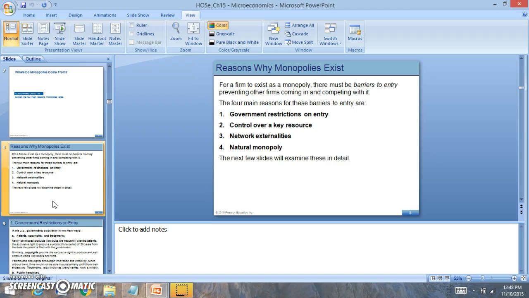So for this week, we're going to be focusing on the role of monopolies, how monopolies exist, and what are the cost structures of monopolies. If you have any additional questions, please let me know, but I look forward to your effort this week.